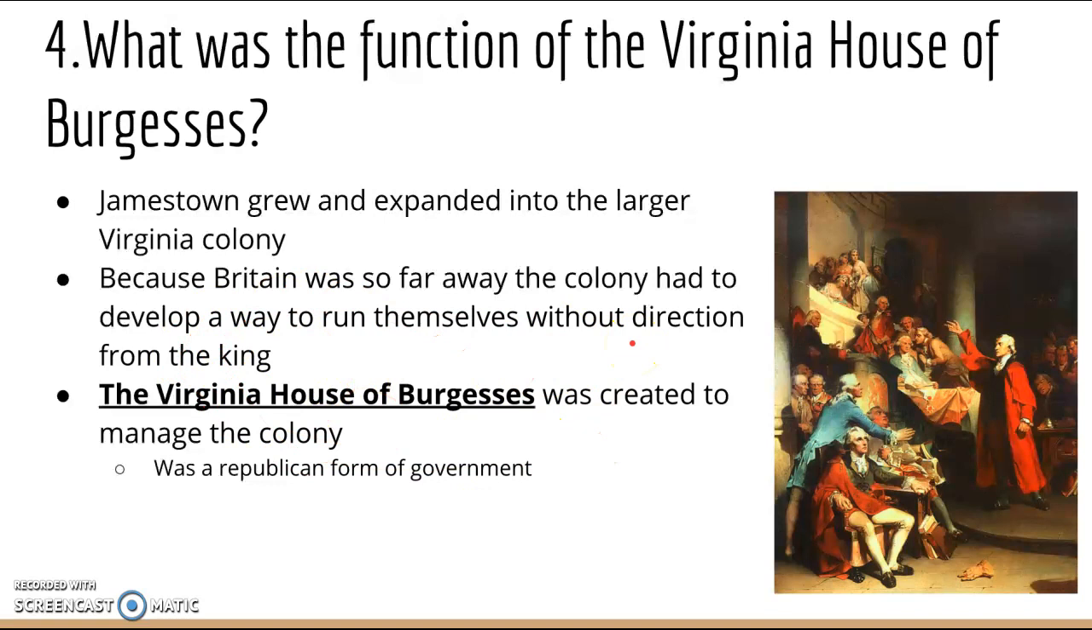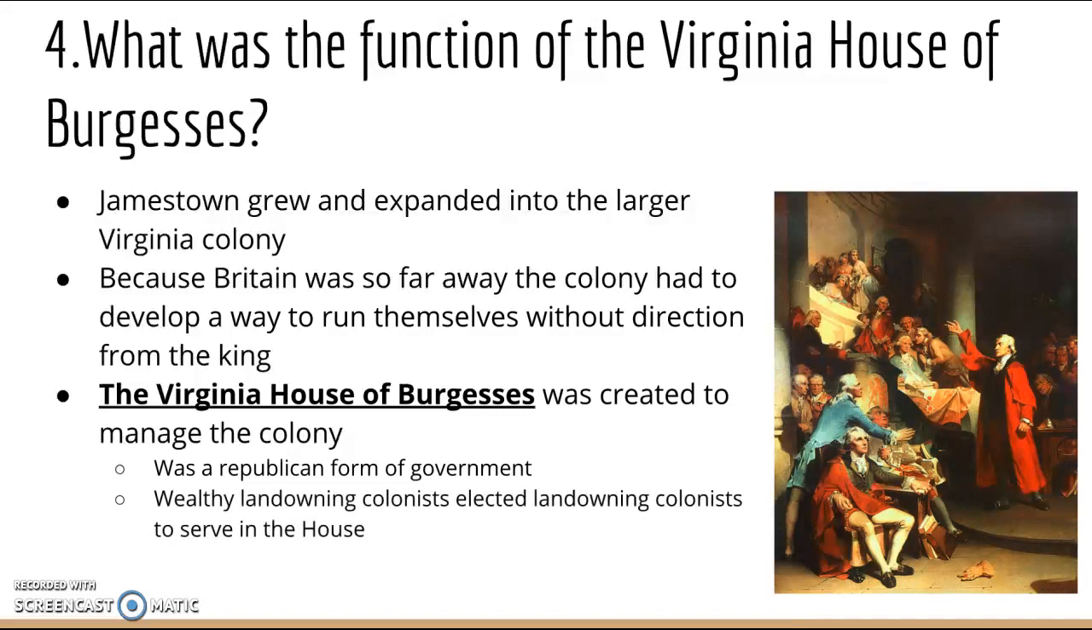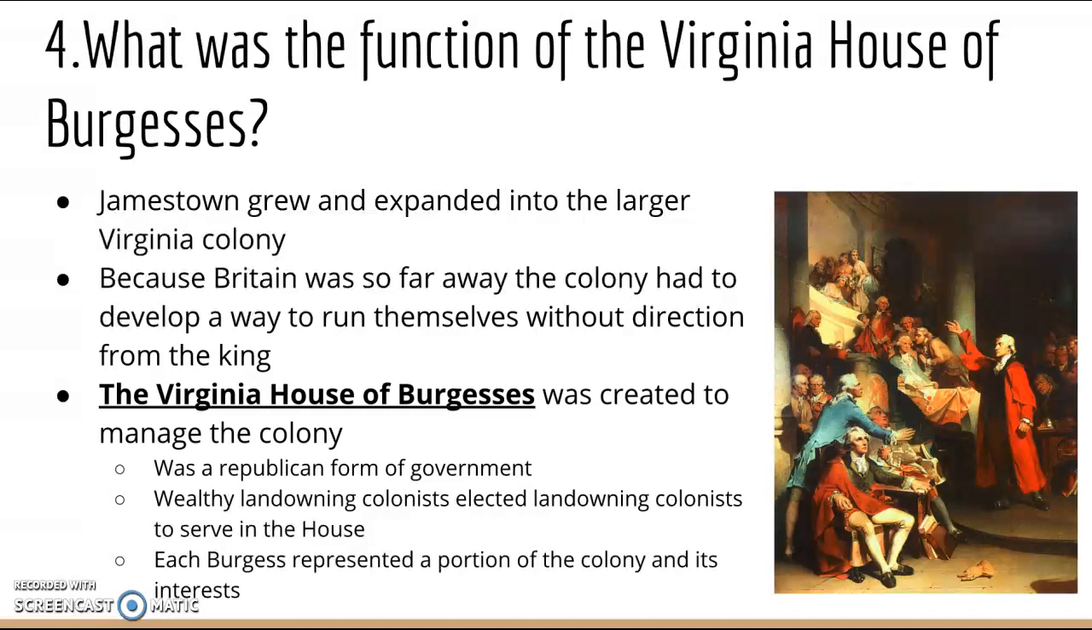So it's a Republican form of government, meaning that the people within Virginia select individuals who will then represent them in government. So they pick from the wealthiest people in the colony that own the most amount of land, because they're the most successful typically, they're going to be the most well educated, and they're going to be the ones that are going to serve in government. And each one of these burgesses, these wealthy individuals that have been selected, are going to represent a small portion of the colony. So they're going to vote on behalf of their portion of the colony.